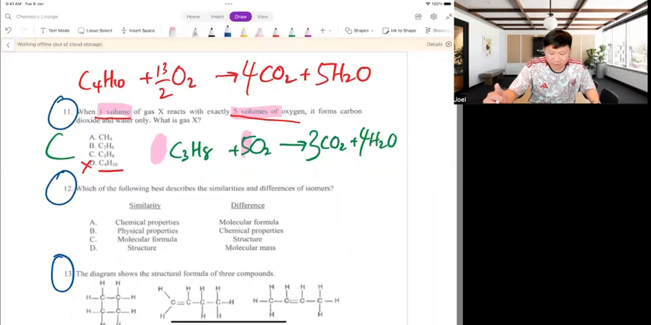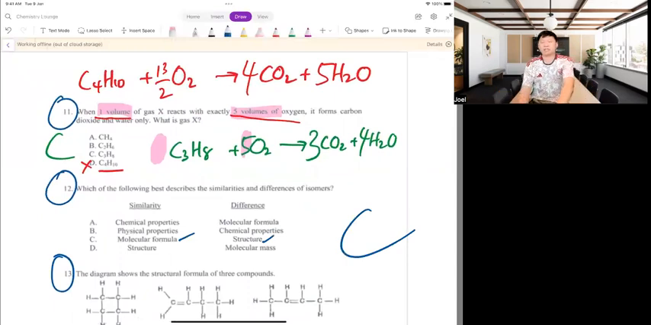Number 12, isomers. Same molecular formula, different structure. Yeah, easy lah. That's the main similarity, right? The molecular formula is the same, like C4H10, C4H10. That's the molecular formula. But the structure is different.